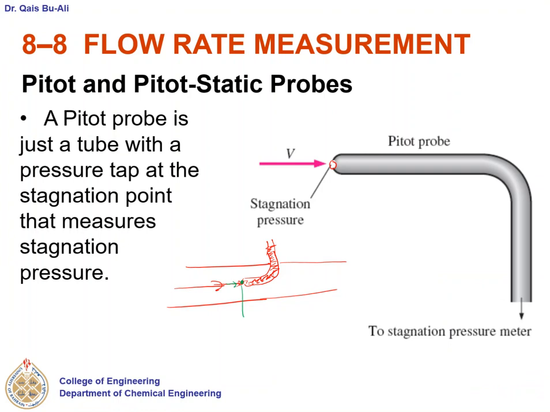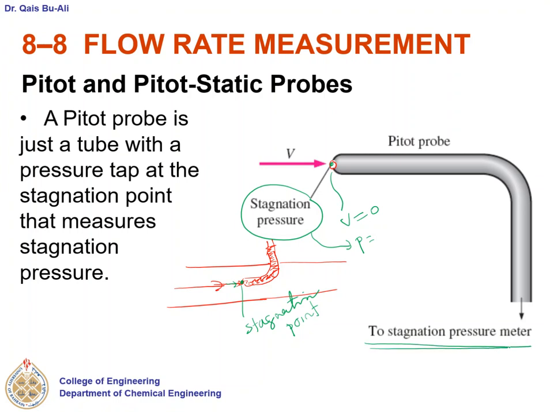Stagnant means it is still and does not move, okay? And this point is called stagnation, as is written there, stagnation point. Stagnation point means the fluid is not moving, it is stagnant. And actually the pressure related to this point is called stagnation pressure. So the velocity at this point is V equal to 0, and the pressure is equal to the stagnation pressure.